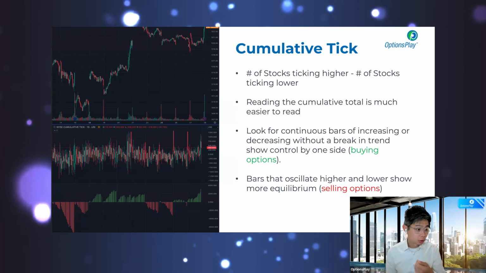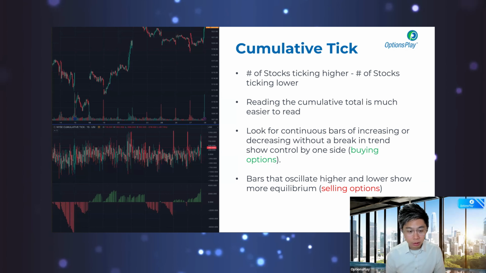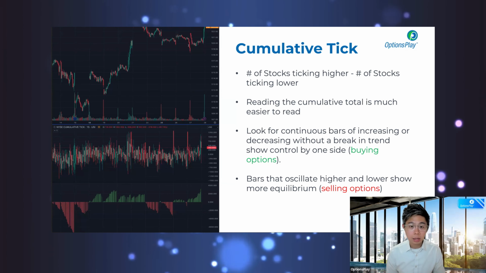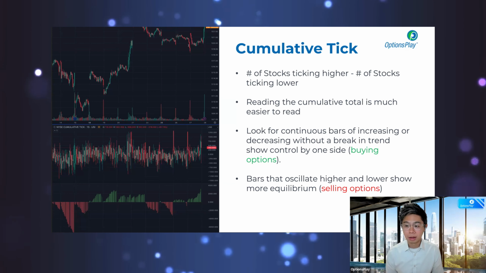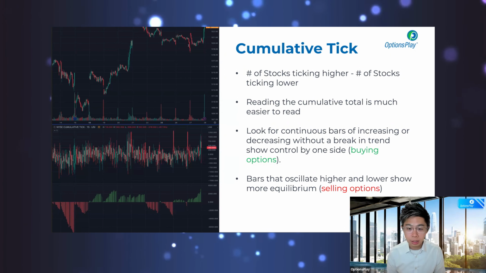The second thing that we want to take a look at in conjunction with what we were talking about is what we call cumulative tick. This is published by the New York Stock Exchange. Most brokers platforms have access to it. The symbol is just tick, dollar sign tick, depending on the platform that you're on. Usually it's dollar sign tick.